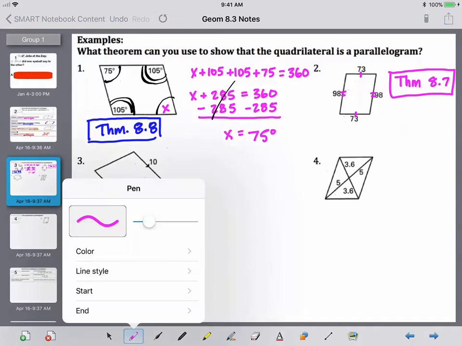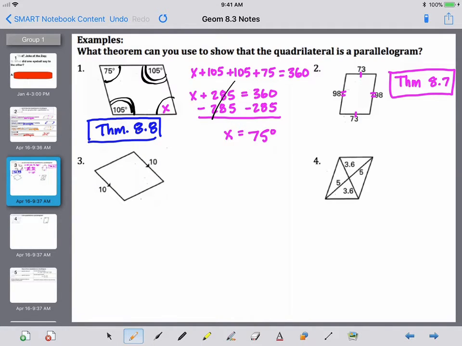All right, let's take a look at example 3. Here I've got 10 and 10 for these two sides, so these are in fact congruent. And these arrows here tell me that they're also parallel. So in that case, one pair of opposite sides is congruent and parallel. So if you look up above, theorem 8.9 tells me this is a parallelogram.